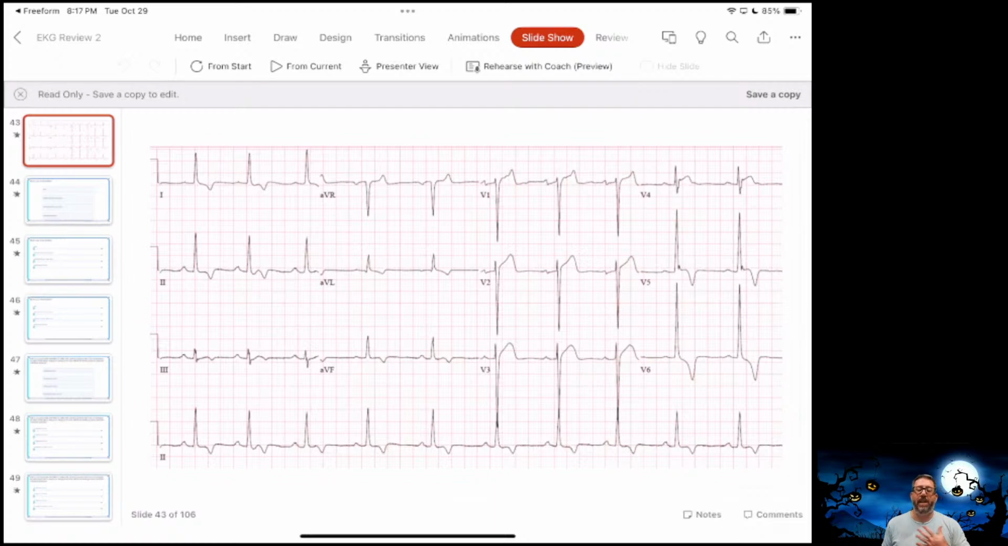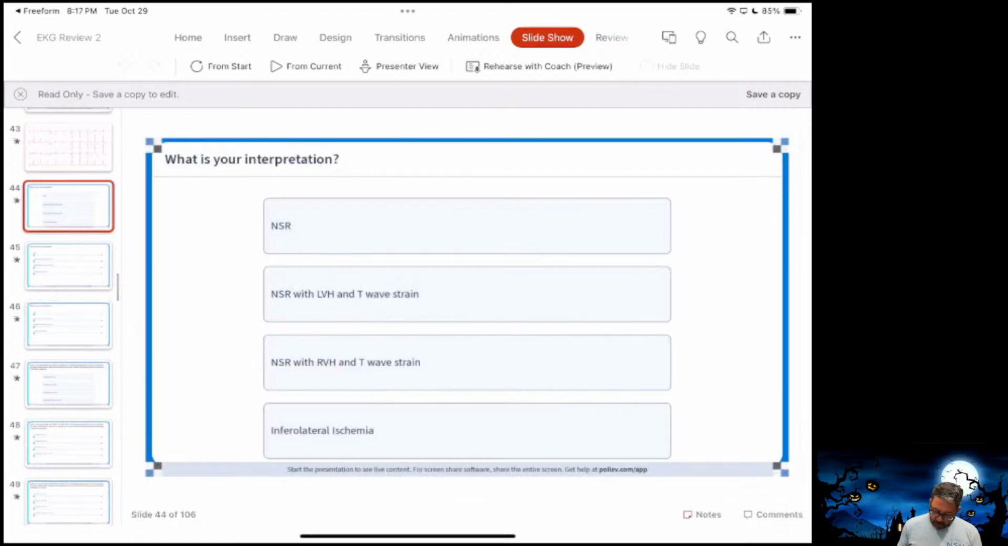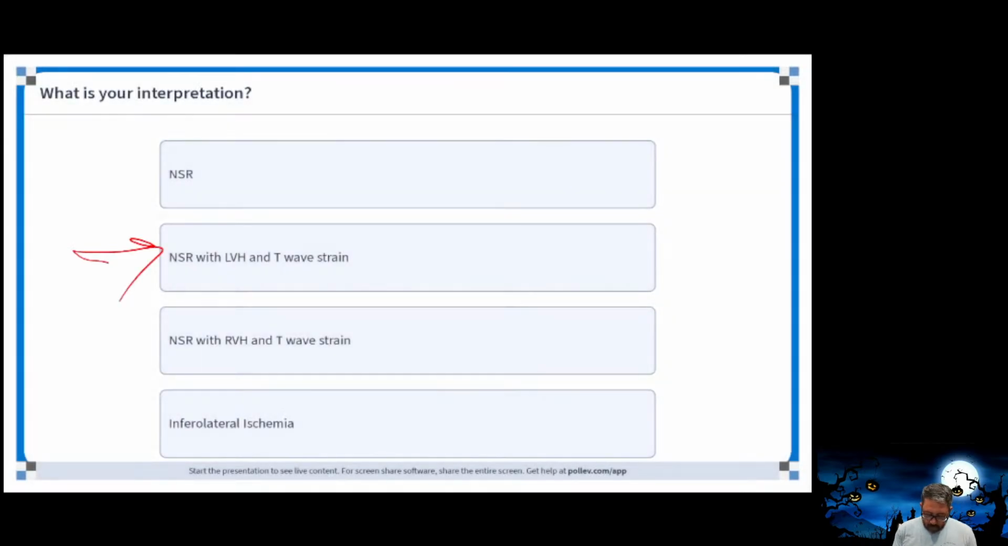If they're having chest pain, get an EKG. If I came in with chest pain and this was my EKG, would you be worried? No, there's no ischemia. There's no ST elevation. There's no ST depression. So it's a normal EKG, and this answer would be among your choices. That's your answer: normal sinus rhythm with left ventricular hypertrophy and T wave strain.